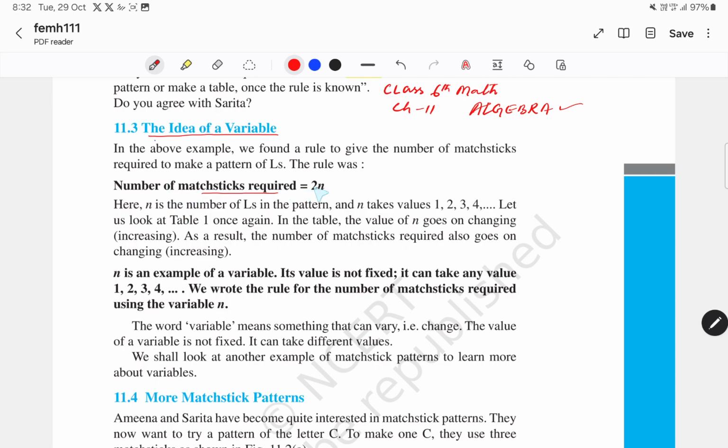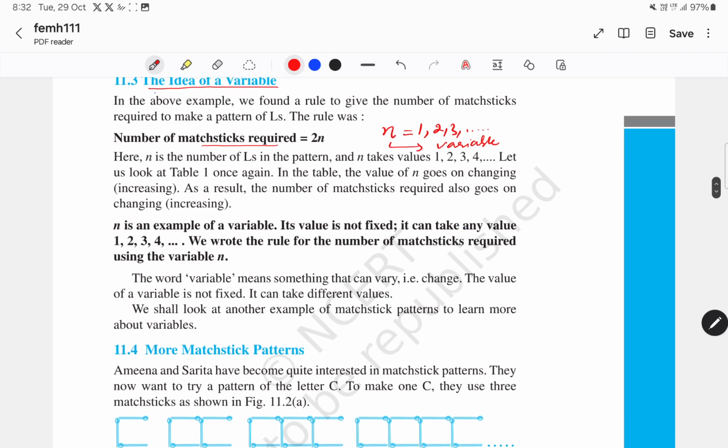So here this n is the number of L's in the pattern. n takes the values 1, 2, 3, and so on. So here we can say that n is a variable. n is a variable means n has different values. So n is an example of a variable. Its value is not fixed because its value changes. It can take any value 1, 2, 3, 4, and so on.